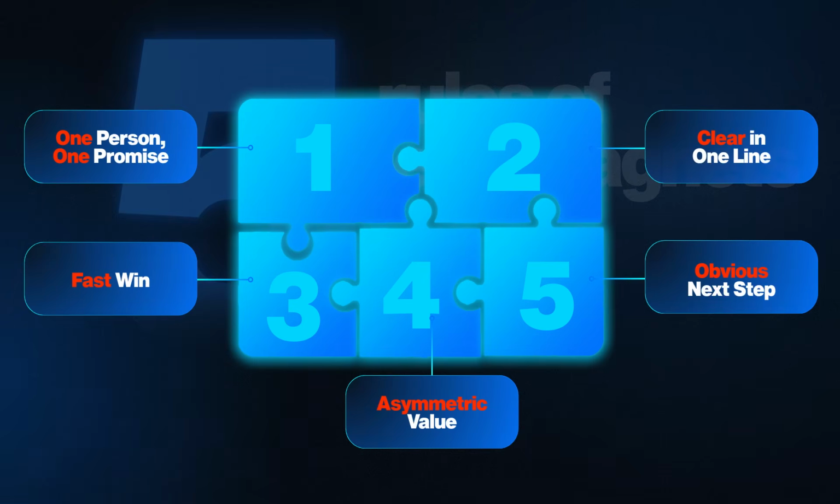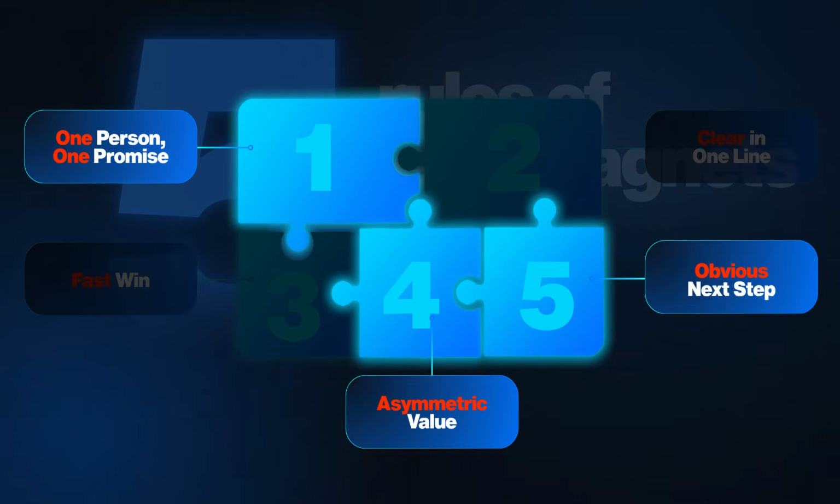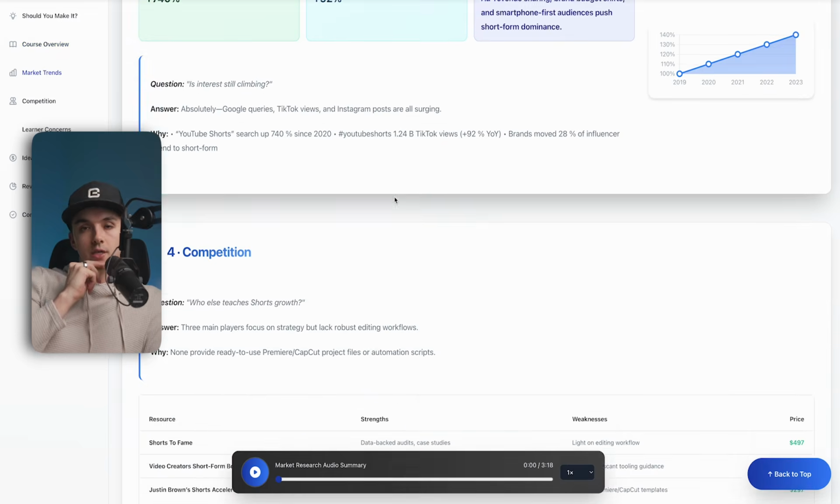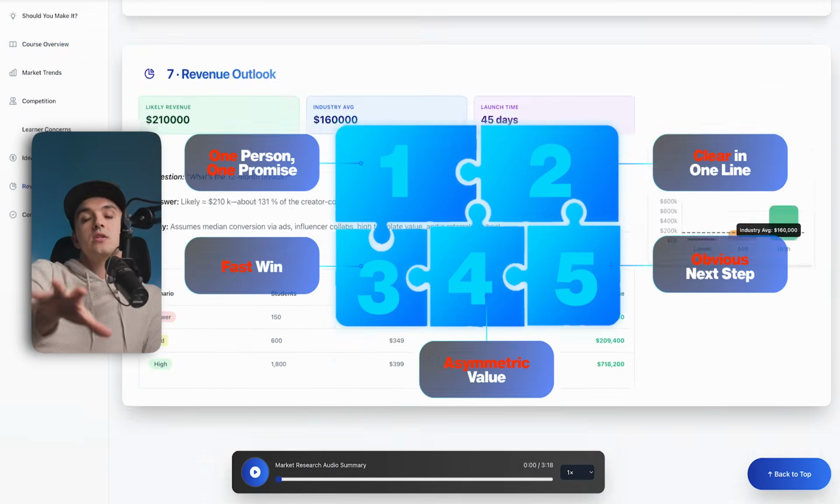And I want to be clear here that I don't always follow these rules perfectly. Some lead magnets, I nail all 5 pretty perfectly. Others, I only hit 2 or 3, and the results honestly kind of show. But let me actually grade that same market research report that I talked about against these 5 rules so you can see how this works in practice.